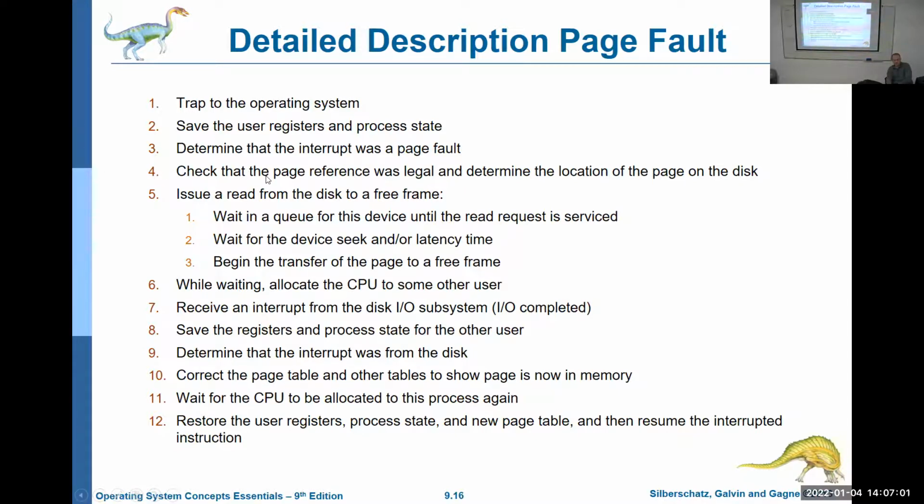Oh, I didn't write the numbers of the steps, but what was it? Check that the page reference was legal and determine the location of the page on disk. Find the free frame. Oh yeah, find the free frame. There you go. Find the free frame.